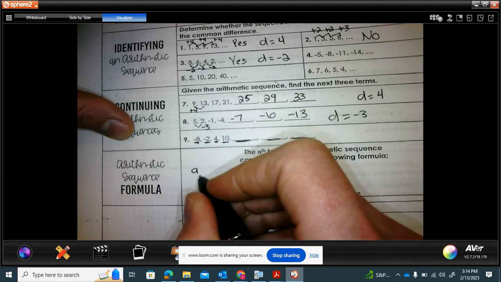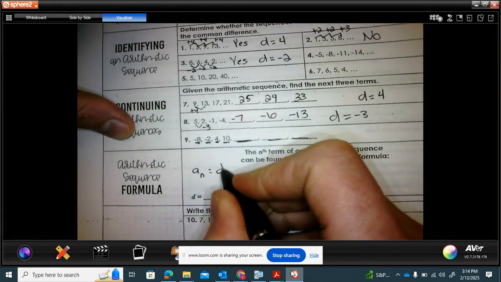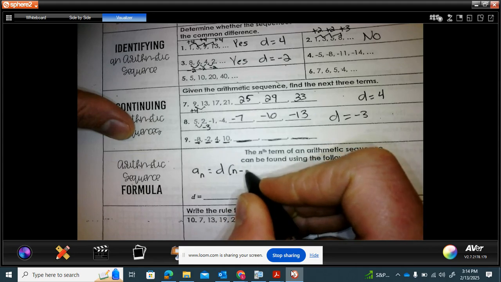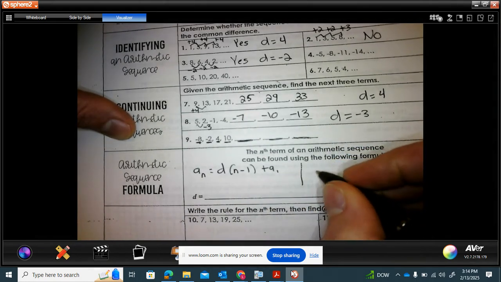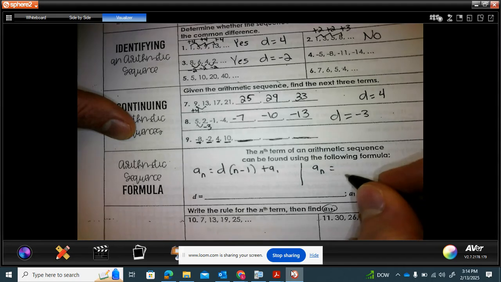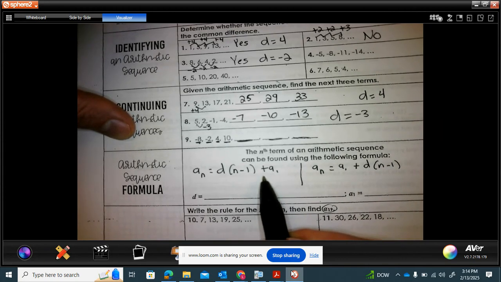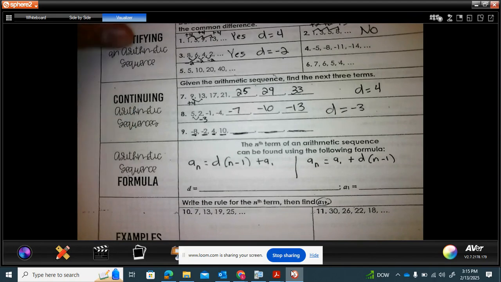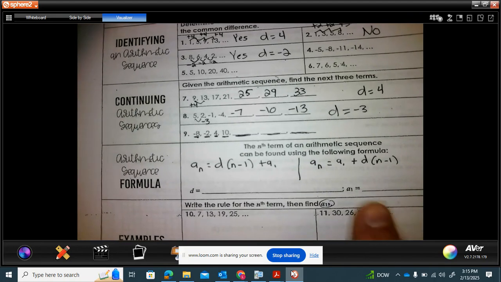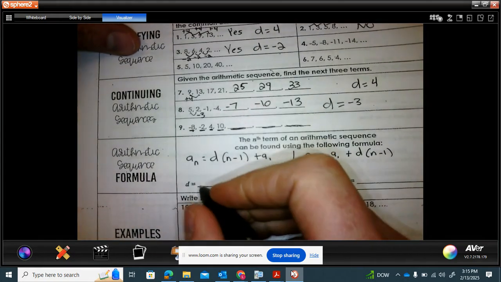And the formula is this: A_n, the n is a subscript so it's written below, equals d(n minus 1) plus A_1. Or sometimes you could see it like this, which means the same thing: A_n equals A_1 plus d(n minus 1). We're allowed to rearrange these. The commutative property says if you're adding, it doesn't matter the order in which you add. 2 plus 3 is the same thing as 3 plus 2. So it doesn't matter if the d comes first or if it's at the end. And so we already know what d is. d is the common difference.